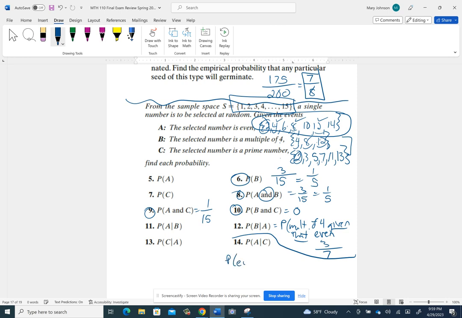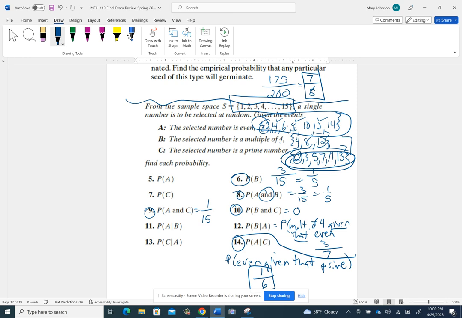So this is the probability of being even, given that you're prime. Okay, given that the number is prime. So you're starting with this set of prime numbers now, and you're thinking about, well, there's only one even one out of the 1, 2, 3, 4, 5, 6 prime numbers. So that would be the answer to 14.